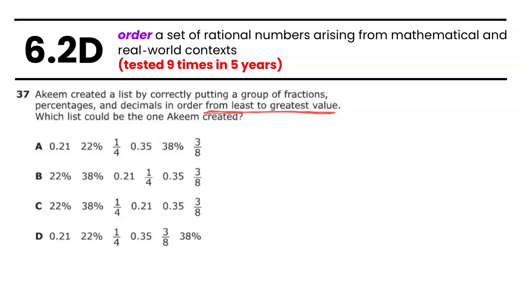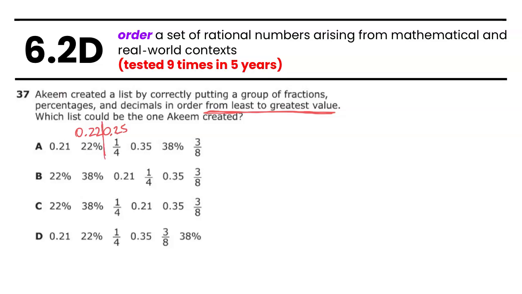Now, if we just start with letter A, what we see is that we have 0.21, so 21 hundredths, and then we have a percentage, 22%. Well, I'm going to want to convert that to a decimal so that I can compare a little bit easier. And so 22%, we know from previous skills, is going to be 22 hundredths. Then 1/4 is a benchmark fraction. We need to just know that 1/4 is 25%, or 0.25.